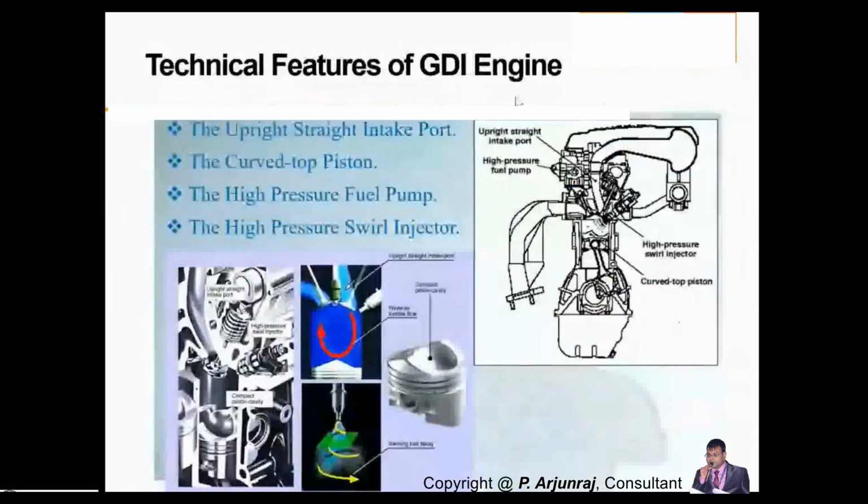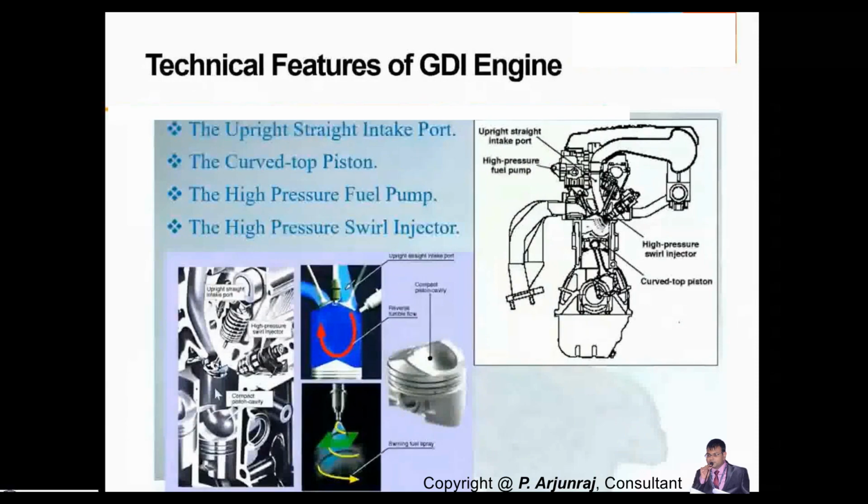So these are the technical features of a GDI engine, having an upright straight intake port, and this is the curved portion of a piston. The piston will be like this, and the high pressure fuel pump is there. And you are also going to have the high pressure spill injector. You see here, this is the upright straight intake port, and this is the high pressure spill injector. It will cause a swirl motion, and this is the swirling pattern we have sprayed.